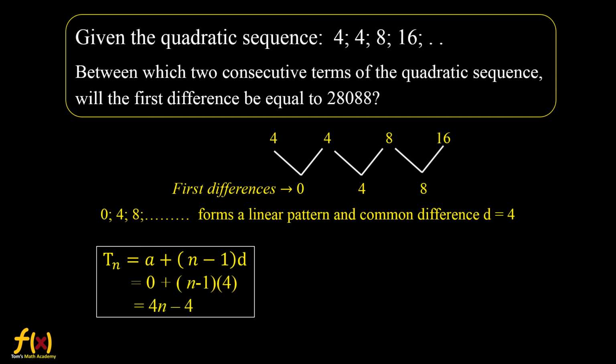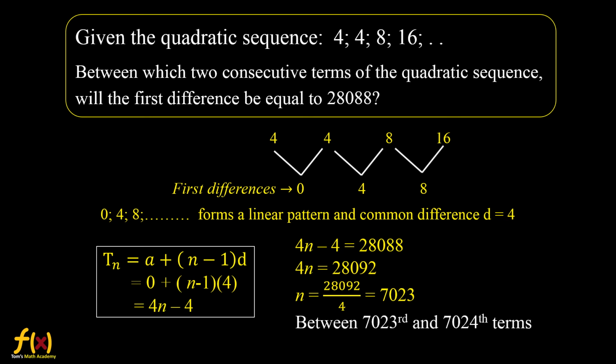What is our question? Between which two consecutive terms of the quadratic sequence will the first difference be equal to 28,088? Which term is that in the linear pattern? That is our first job. So we calculate using the nth term, Tn equal to 4n minus 4. From there we solve for n. n is equal to 7,023.